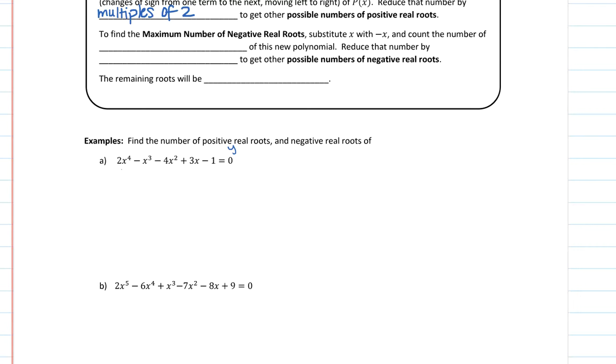What you want to do is go from left to right and look at the sign changes. So here, this is a positive, and then this is a negative. So this is one sign change from here to here. Then we have a negative to a negative, it doesn't change at all. Then from a negative to a positive, it changed again. Then we have a positive to a negative, it changed again. So we have 3 sign changes, and that means the maximum number of positive real roots could be 3.